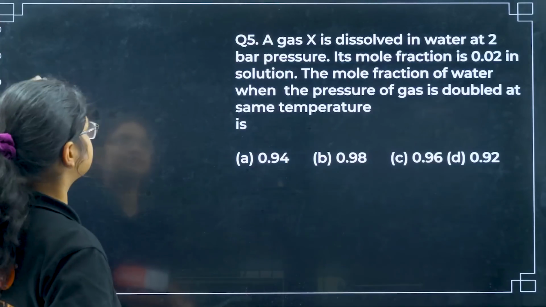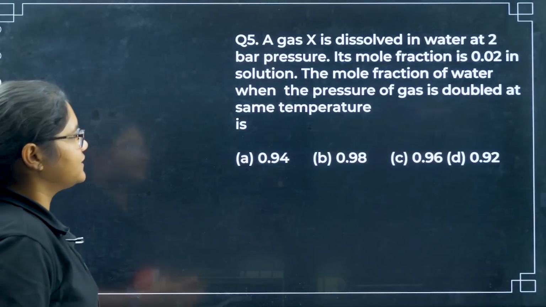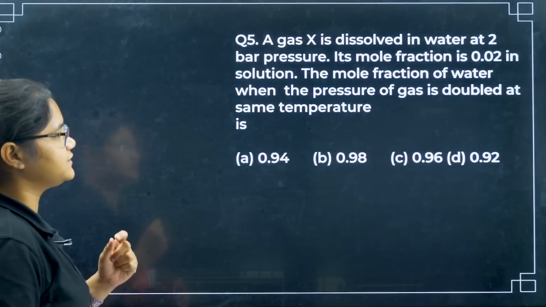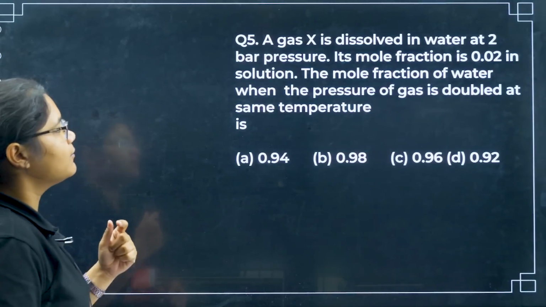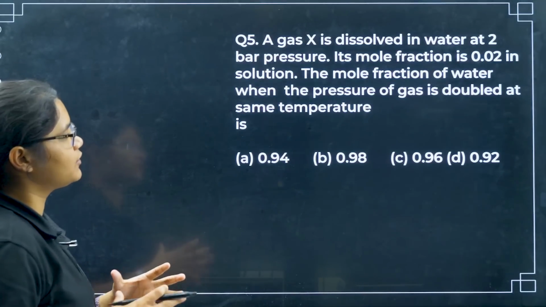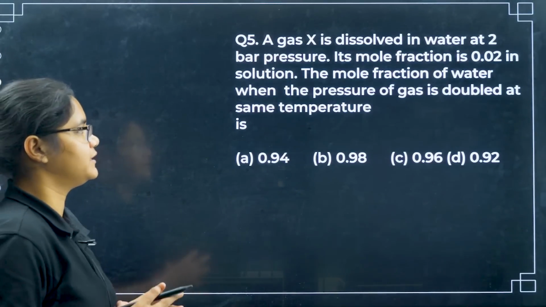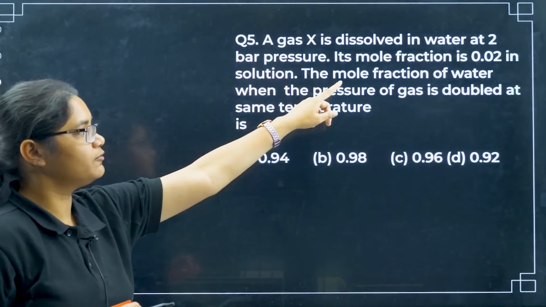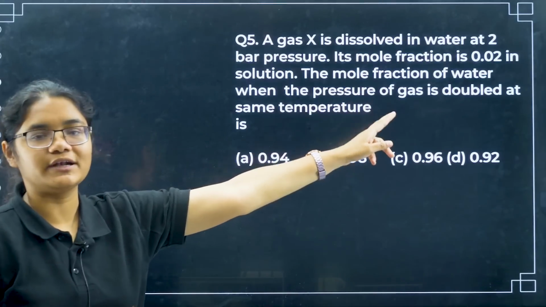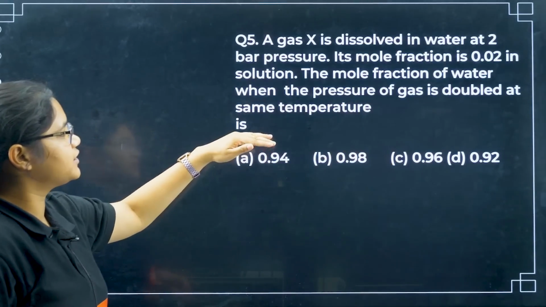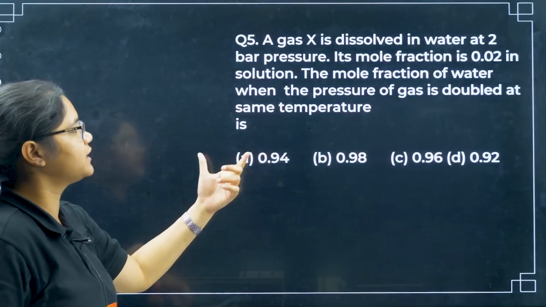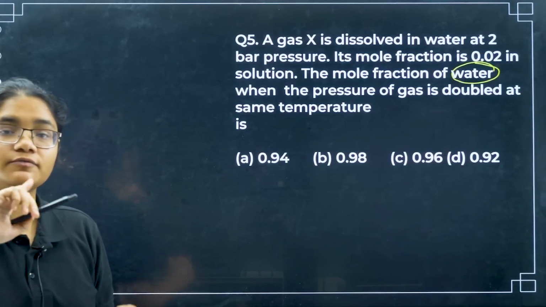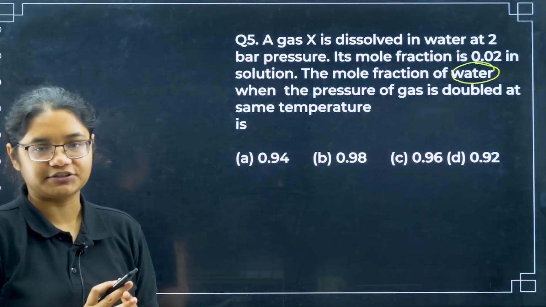Easy calculation question. Next, a gas X is dissolved in water at 2 bar pressure. If the mole fraction is 0.02 in the solution, what is the mole fraction of water when the pressure of the gas is doubled at the same temperature? So the question is very simple here. If the pressure is 2 bar, then the mole fraction that is dissolved in the solution is 0.02. If you increase the pressure to double, then what is the mole fraction of the water? The question is very tricky.